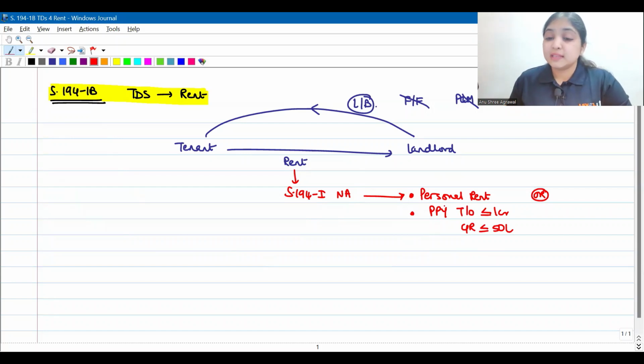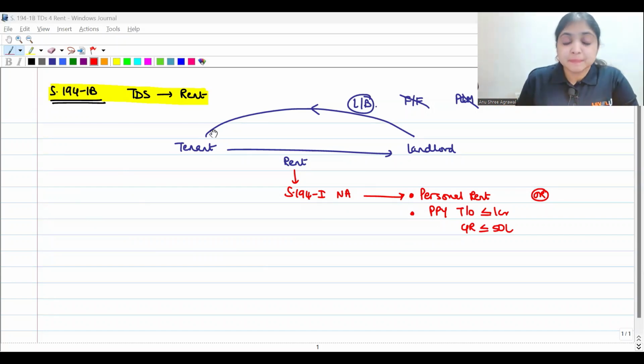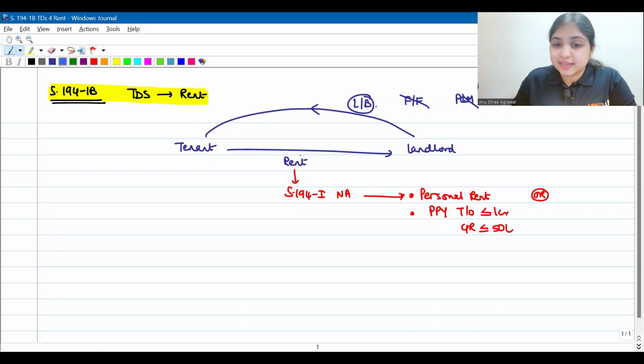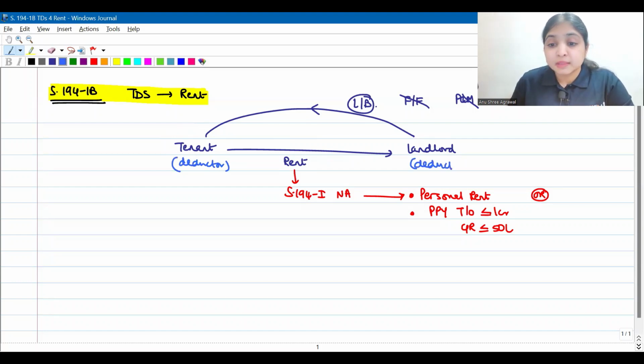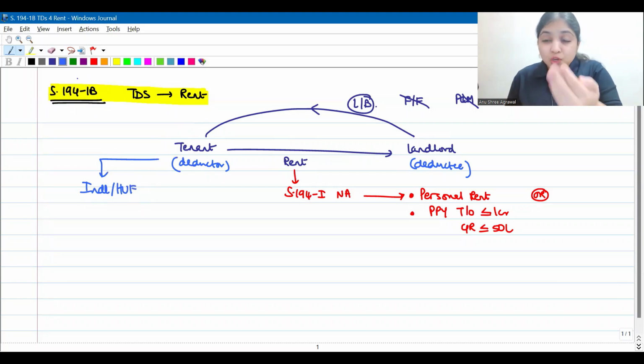Now listen, there's one more catch under 194IB. In 194IB, see, who is earning the rental income? This rental income is earned by the landlord. For the landlord, this is income. For the landlord, the source of this income is a tenant. So at the source, we deduct the tax. So the tenant becomes the deductor and the landlord becomes the deductee, right? The special point under 194IB is that this deductor has to be only an individual or HUF. If this deductor happens to be any other person, then 194IB will not apply. And if you see, there's actually logic behind this point, because personal rent, only an individual or HUF can have personal rent. A company can't have personal rent anyways.